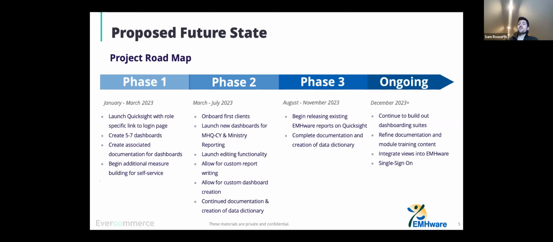As we move into phase 3, we're going to be adding in some of the EMHware reporting suites into Quicksight. So if you're looking at running a massive report, when you're running it in Quicksight, it won't actually slow down or put any load on your site. So you won't see any slowdowns or things getting caught up because someone's running a 5-year report with thousands of lines. And then we'll be completing the documentation for the entire system.